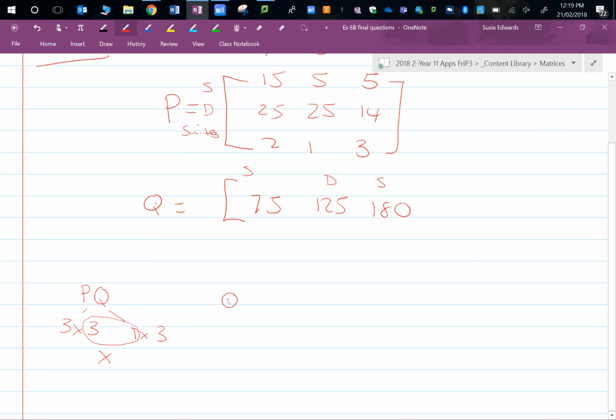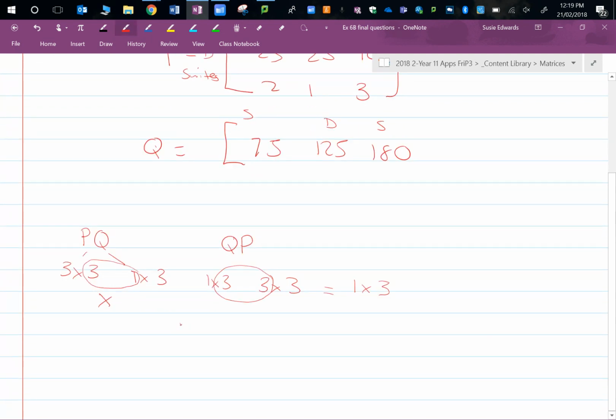If we look at Q times P, then we've got 1 by 3 and 3 by 3. And it does work because they have to be the same. And our answer is going to be a 1 by 3 because it's the leftover ones. If you want me to draw it, because I think we've mainly looked at it like this, hey? So these are the same, so therefore our answer is going to be a 1 by 3. Okay, so our answer for that is QP.